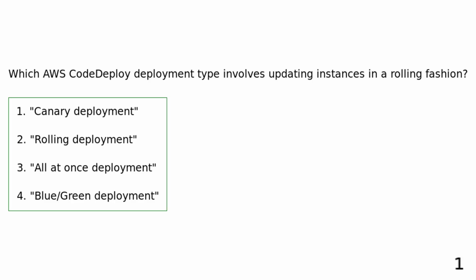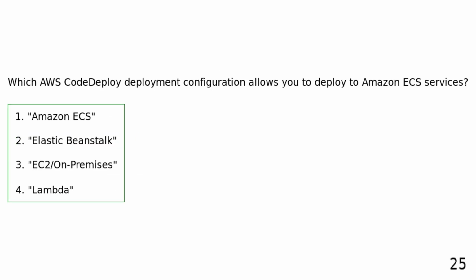Which AWS CodeDeploy deployment configuration allows you to deploy to Amazon ECS services? Amazon ECS. Elastic Beanstalk. EC2/on-premises. Lambda. The Amazon ECS deployment configuration in AWS CodeDeploy supports deployments to Amazon ECS services.